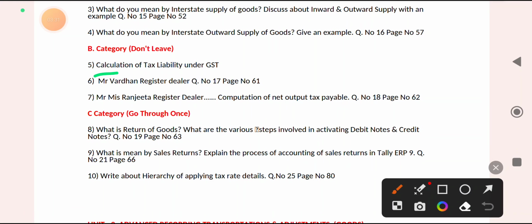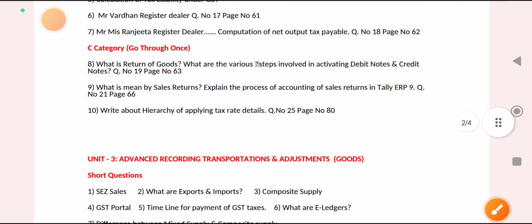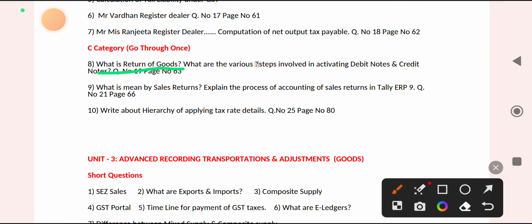And calculation of tax liability under GST, Mr. Vardhan registered dealer, one question is there, and Miss Ranjita related one more question is there. These two are B category questions, sometimes may be asked. So go through these once. And this C category questions, if possible you go through once. Return, sales returns, and hierarchy of applying tax rate details. This 10th one once you go through compulsorily.